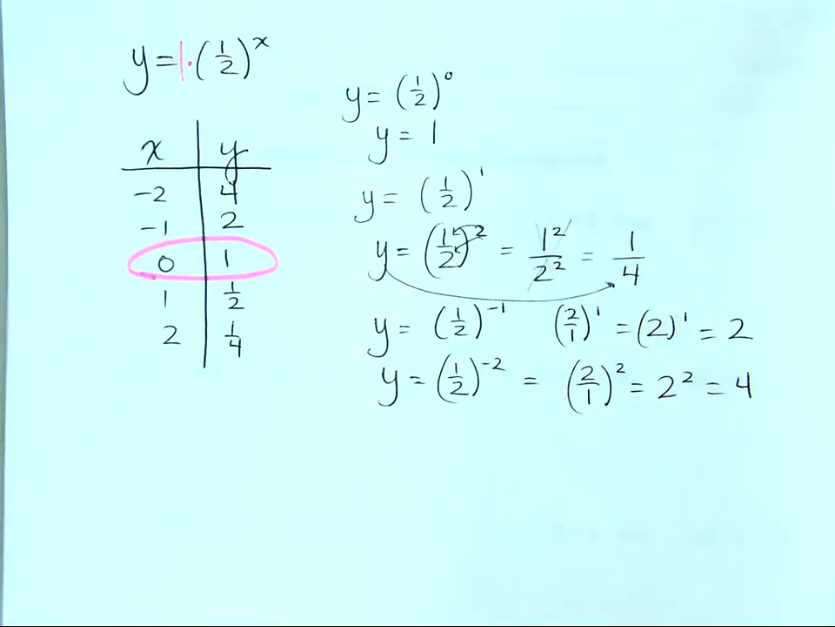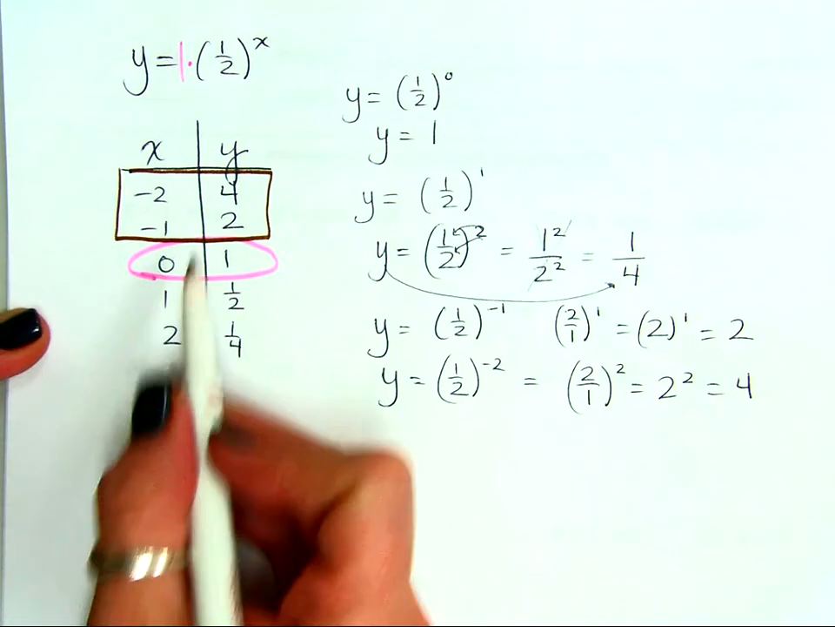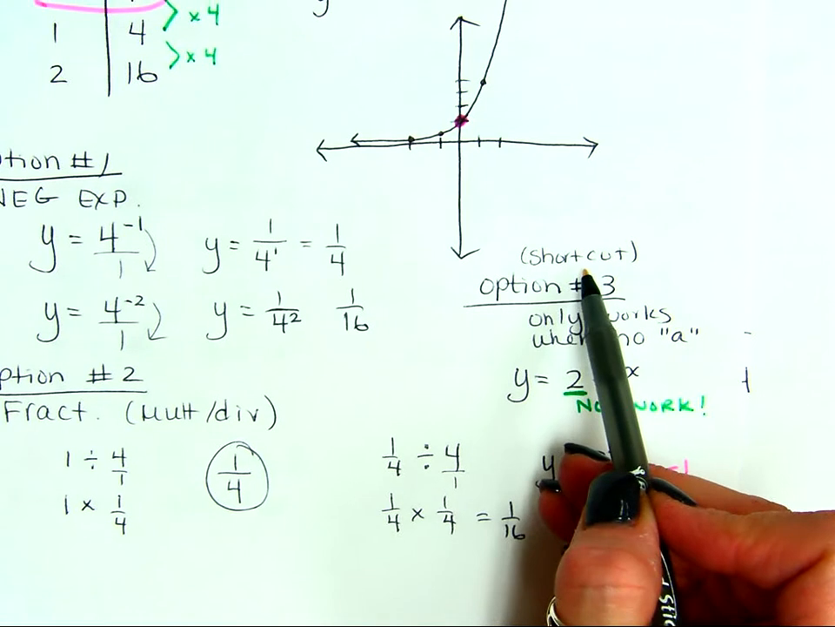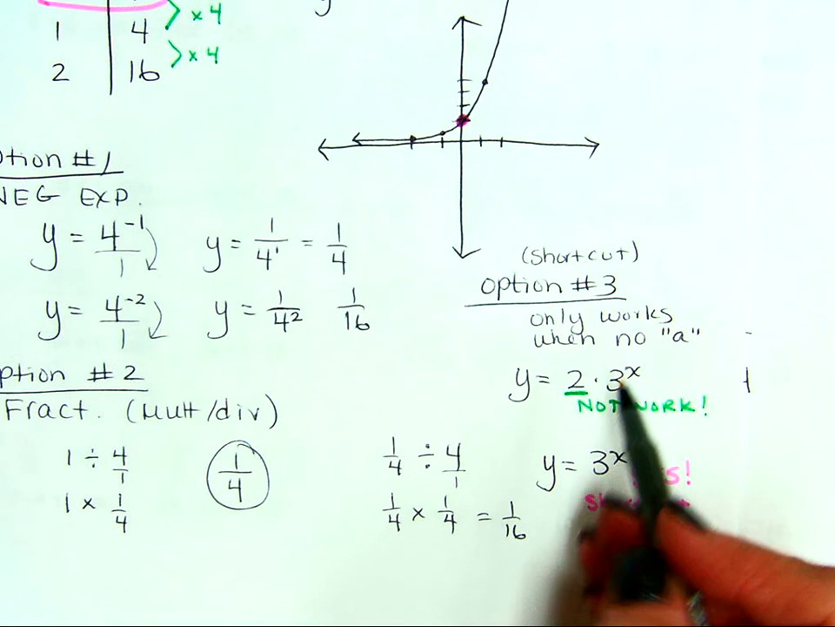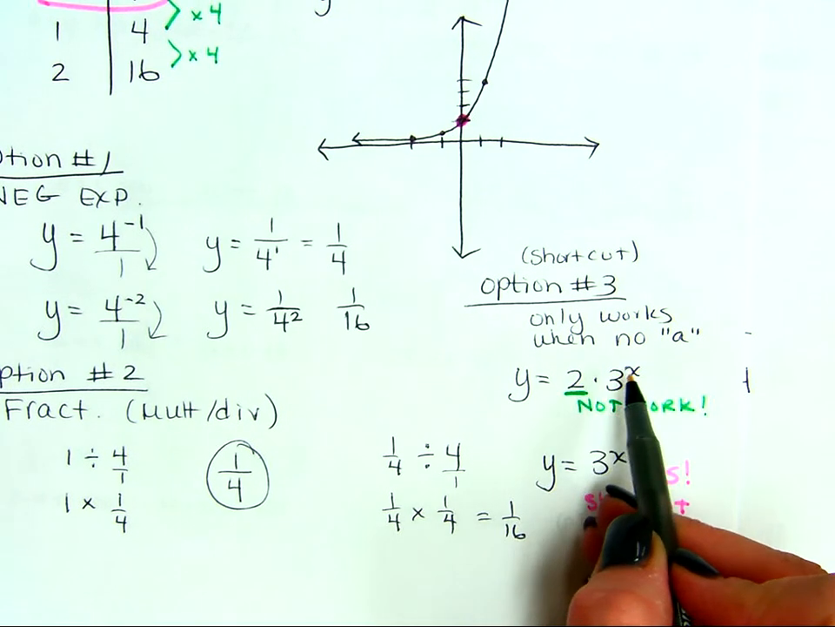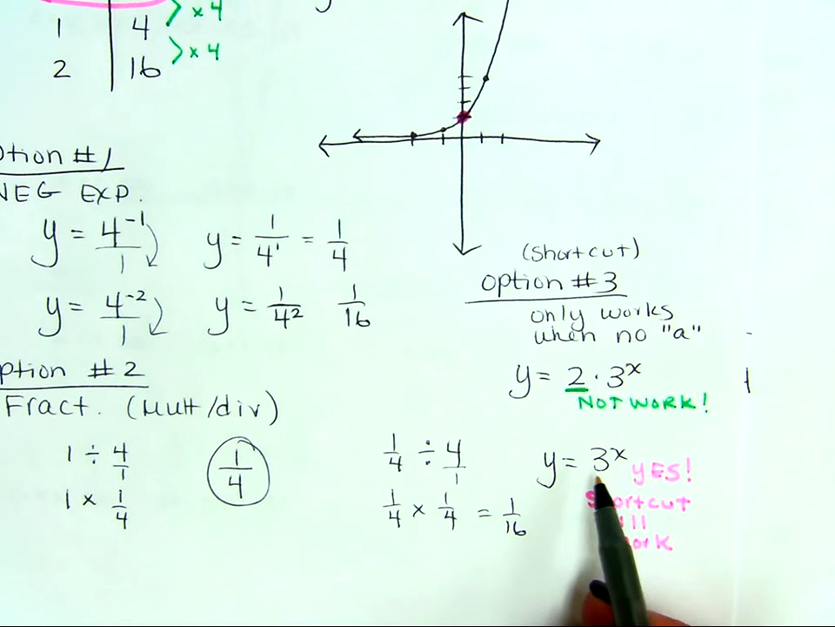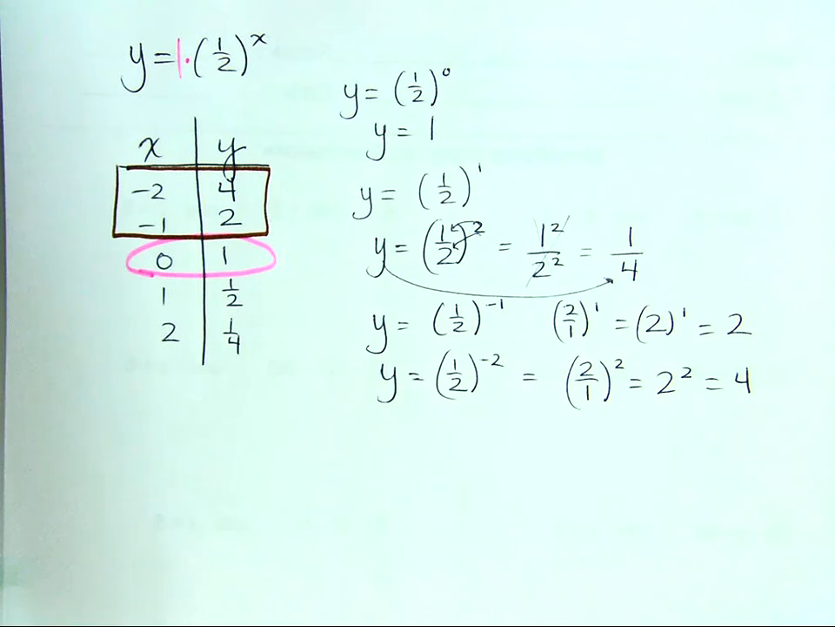If you remember back to one of our previous videos, I told you that you had 2, sometimes 3 options to figure out this part. Remember, these 3 came kind of easily. It was this part that was a little tricky. Well, remember option 3 was called the shortcut, and it only works when there is no a in front, meaning y equals 2 times 3 to the x. Nope, not going to work because that 2 throws everything off. But if I'm just doing 3 to the x or 1/2 to the x and that's just a 1, yep, that shortcut's going to work.